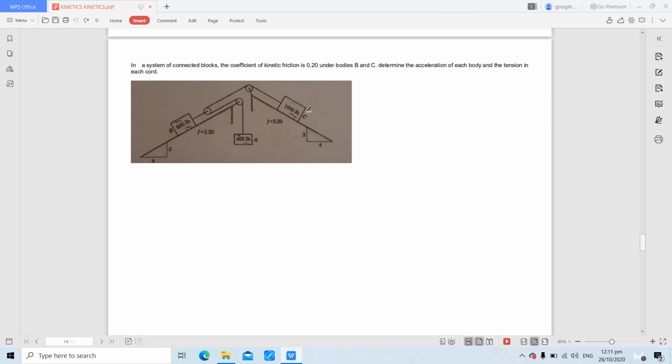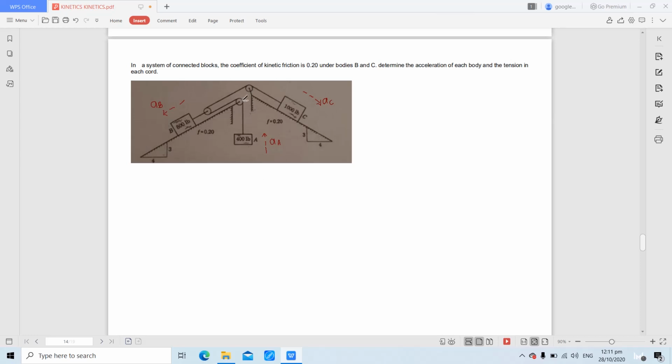Okay, so for body C, siya yung pinakamabigat dyan, having a weight of 1,000 pounds. So, pwede natin i-assume na pababa yung kanyang motion. And then body A, siya yung pinakamagaan. Therefore, pwede natin i-assume na pataas yung ating motion ni body A. And then, body B, siya yung nasa gitna. So, discretion nyo rin kung ano yung motion na i-assume nyo. Pwedeng pataas, pwedeng pababa. So, dito, i-assume muna natin na siya ay going downward. So, that is acceleration of body B.